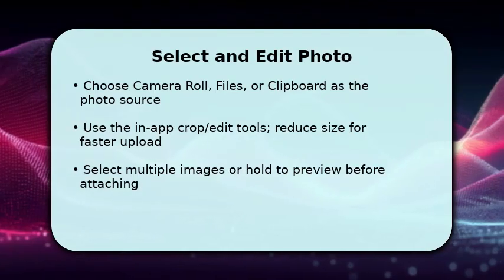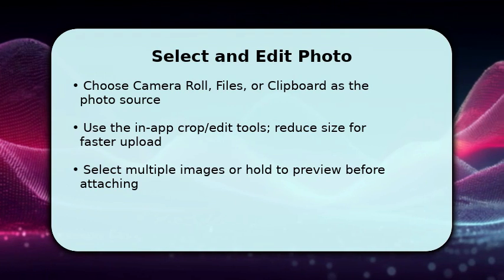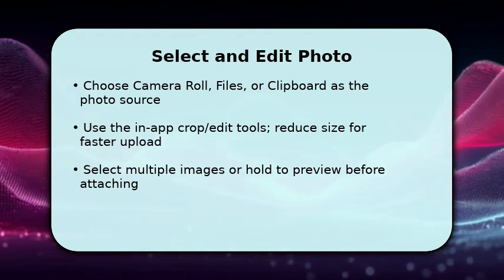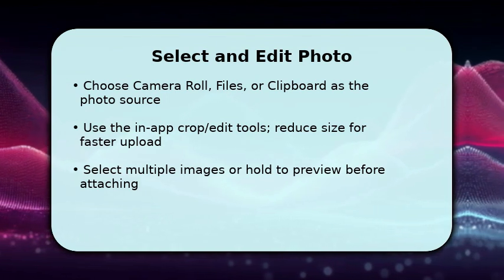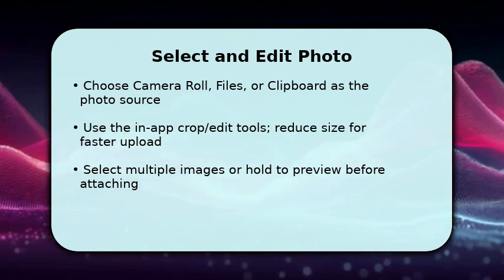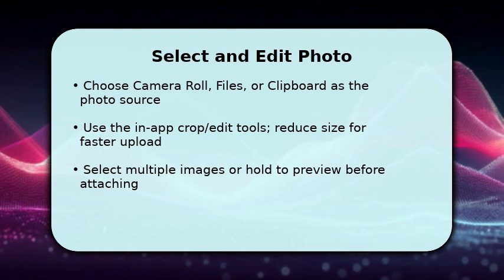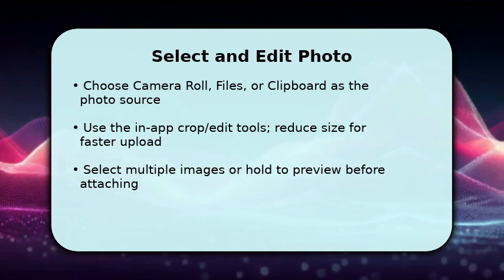After tapping Attach, you'll see sources like Camera Roll, Files, or Clipboard. Pick the one containing your photo. Tap an image to preview and use the crop or rotate tools to frame it. This both improves composition and can reduce file size, making uploads quicker.